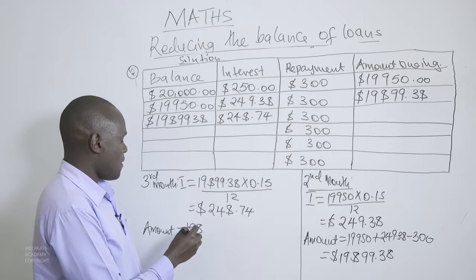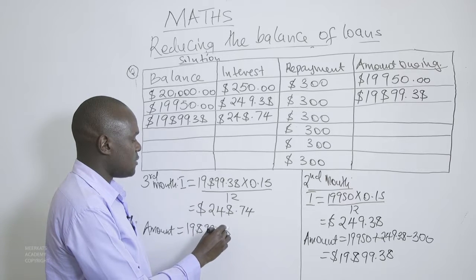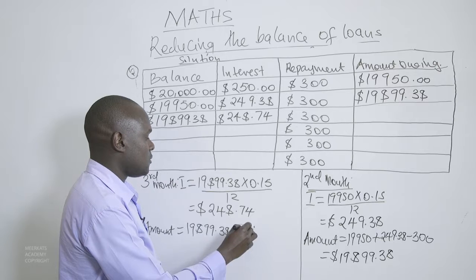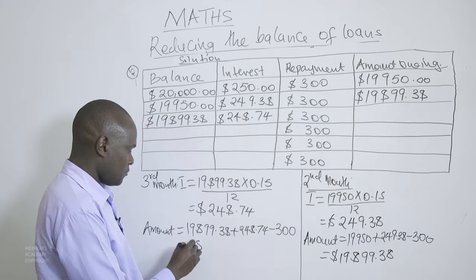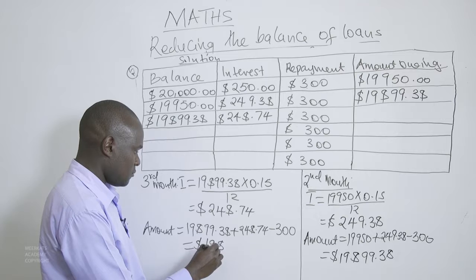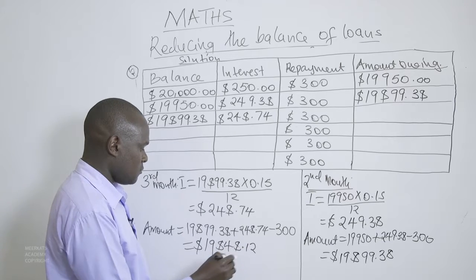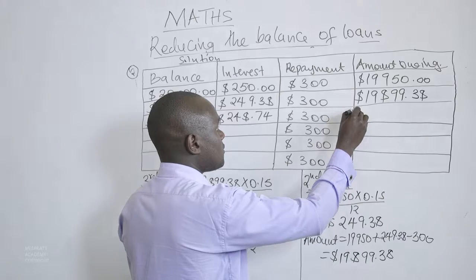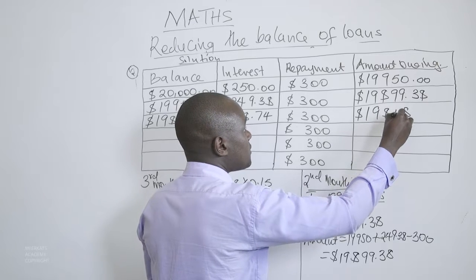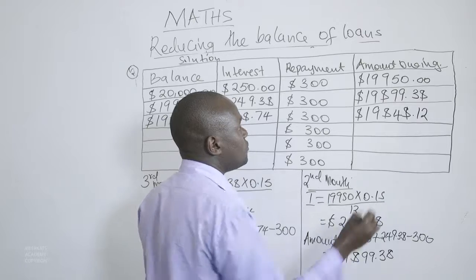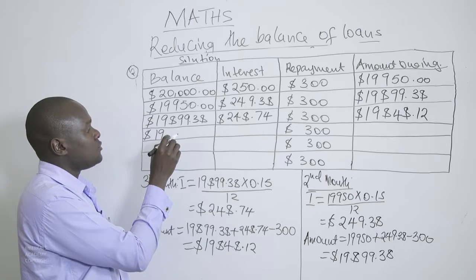This will be the sum of the balance, 19,899.38, plus the interest, minus the monthly repayment. The amount owing will be 19,848.12. That amount owing will be brought down here as the new balance during the 4th month.